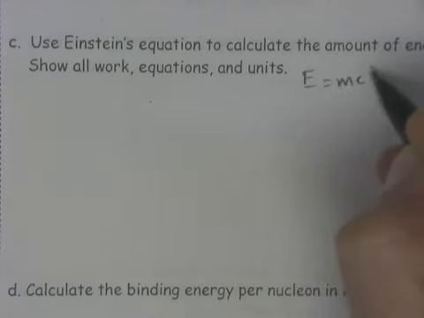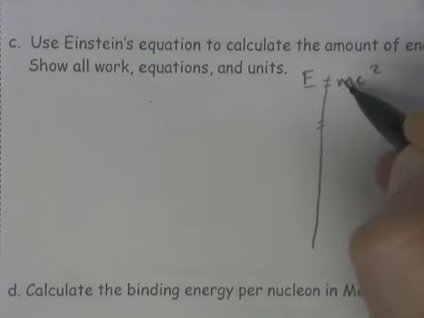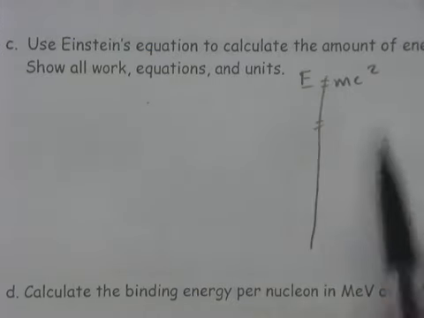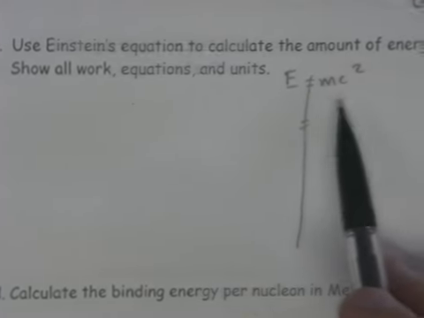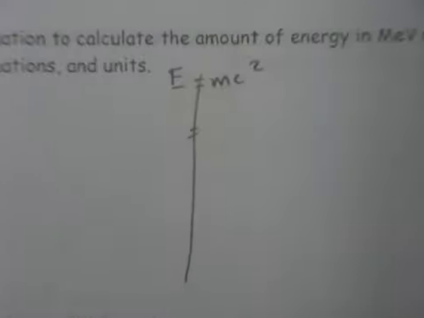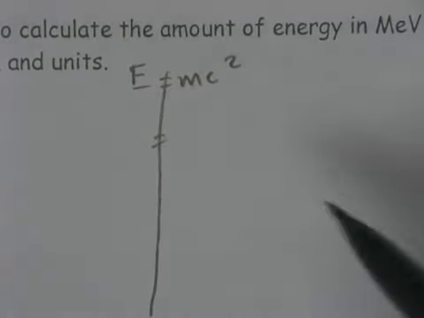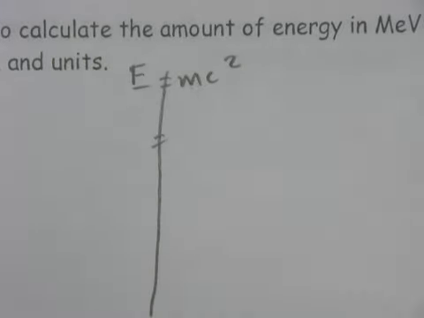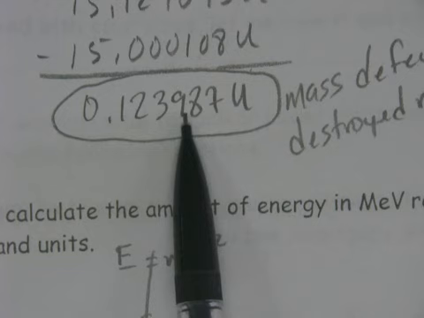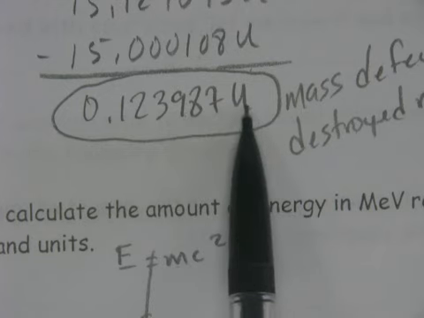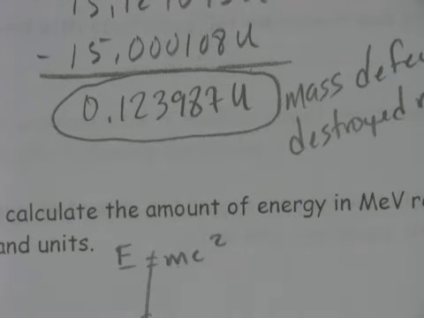If we start with E equals mc squared, this is the amount. This is the mass right here that is destroyed. It's going to be your mass defect, basically. And that mass has to be in kilograms. The problem is, I've got it right now in atomic mass units, U. I need this in kilograms. So I'm going to convert.